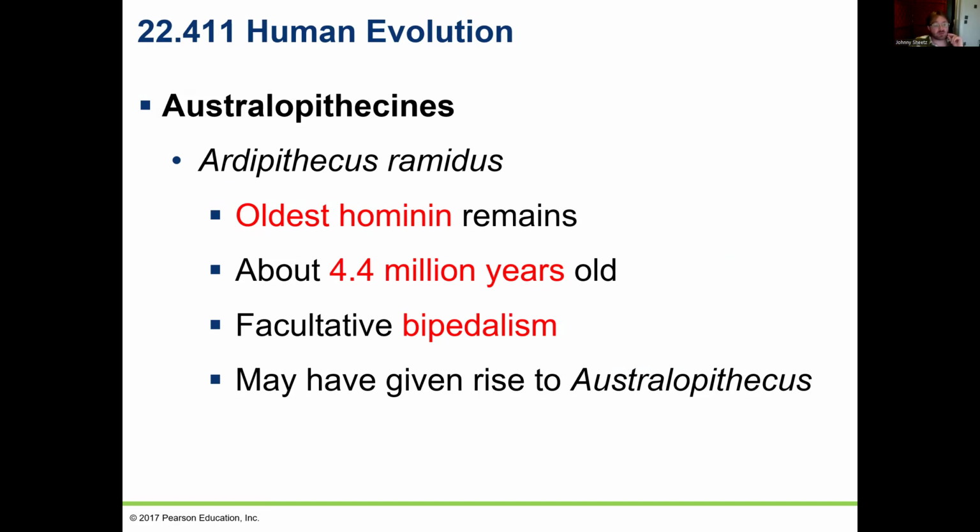The oldest one we found is from Ardipithecus. It's about 4.4 million years old. It was a species that had facultative bipedalism, which meant that it was bipedal as its default gait. We're pretty sure that this then begat Australopithecus, which is like Lucy, like the real classic ones.